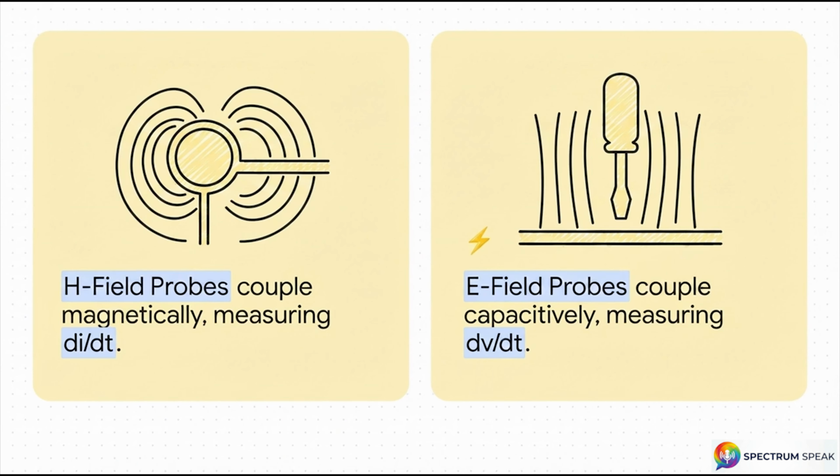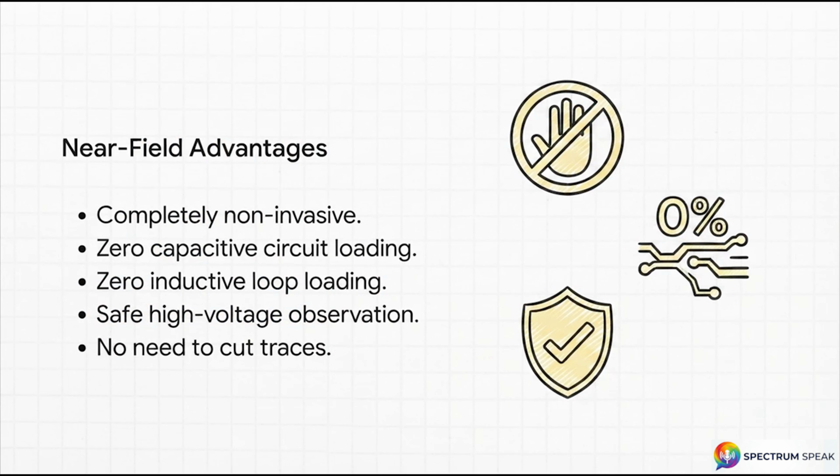Then we have electric field, or E-field probes. These couple capacitively via displacement current, producing an output voltage proportional to the voltage derivative, or dV/dt. The beauty of both? You capture critical circuit behaviors without ever physically touching the node. The core advantages here are just staggering. By completely removing that physical RLC tank from the equation, near-field probes offer zero electrical loading. That means zero capacitive shifting of your filters and zero inductive ground loop ringing. You get completely safe, non-invasive observation of high-voltage switching waveforms, totally eliminating that scary AC earth-ground risk.